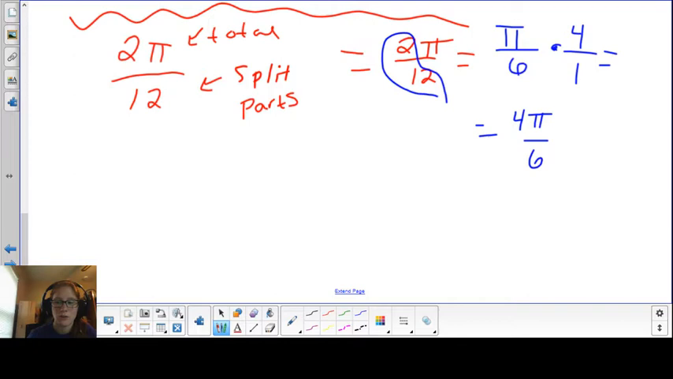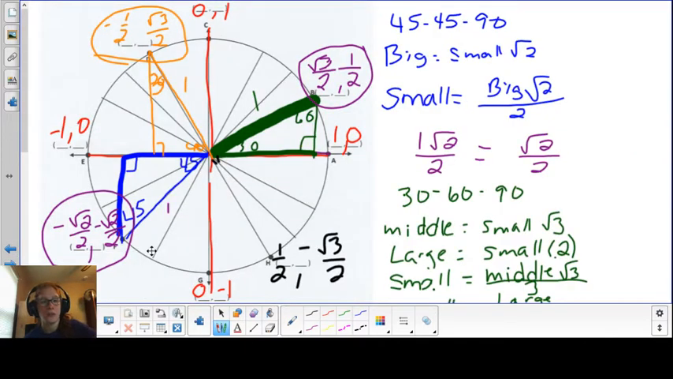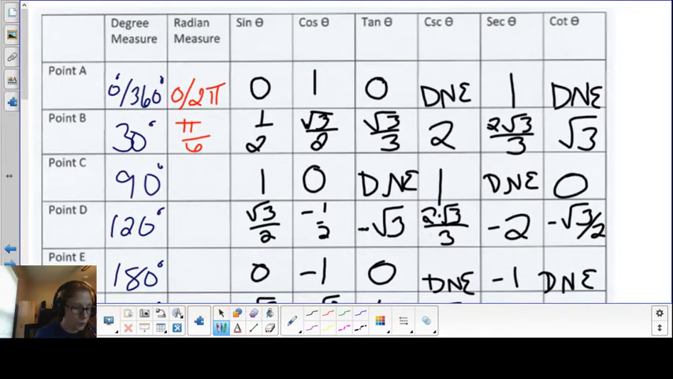6 times 1 is 6. Well, I can reduce down 4 over 6. I can divide both by 2. So I get 2 pi over 3. It's like saying 2/3, because we are 2/3 of the way there. If you look at only 180 degrees, we are 2/3 of the way there. So this value for 120 is 2 pi over 3.